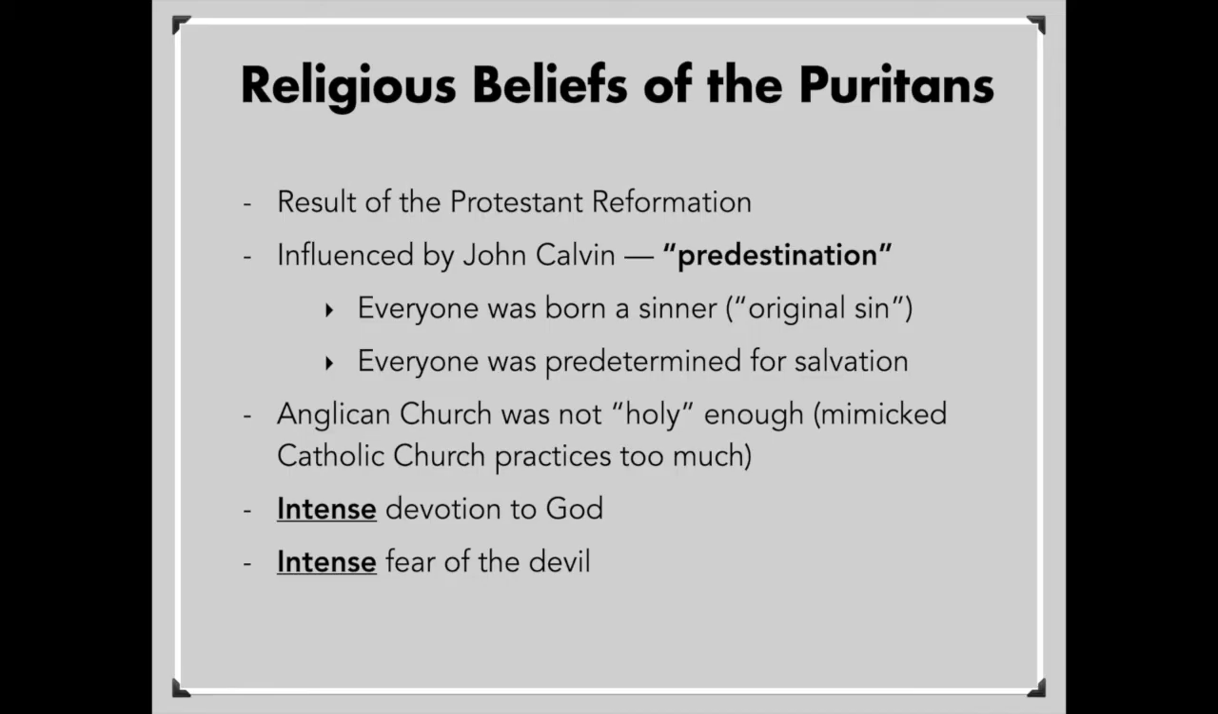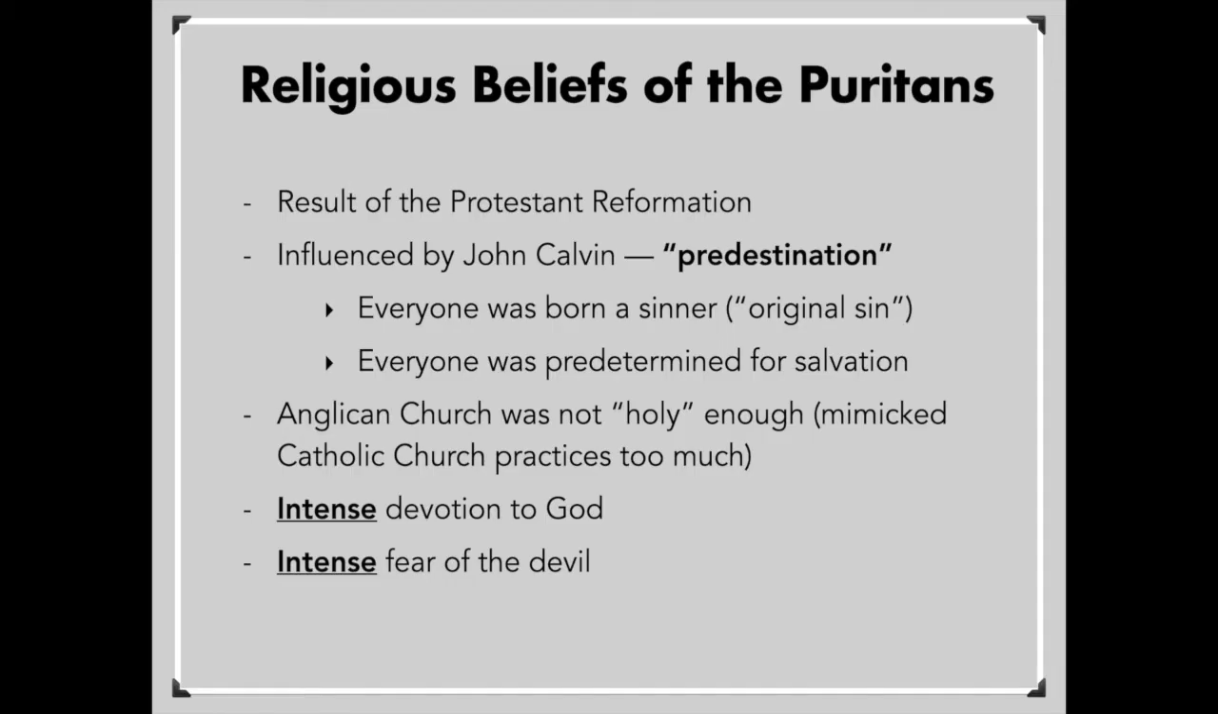So Puritanism is a result of the Protestant Reformation. Martin Luther gets the ball rolling, and then you have people like John Calvin who agree with separating from the Church of Rome, coming in with kind of their own theological ideas. And he's famous for this one called predestination.